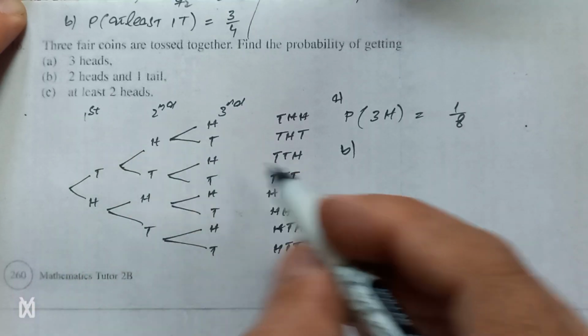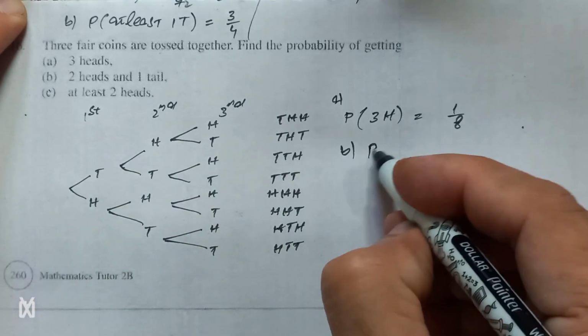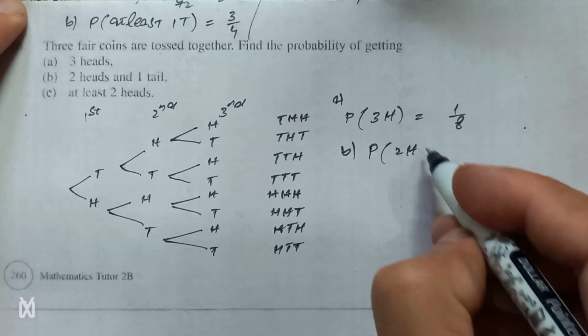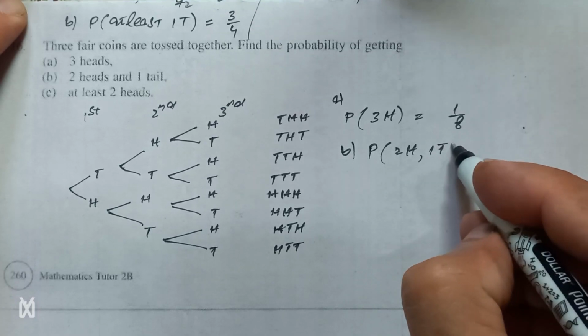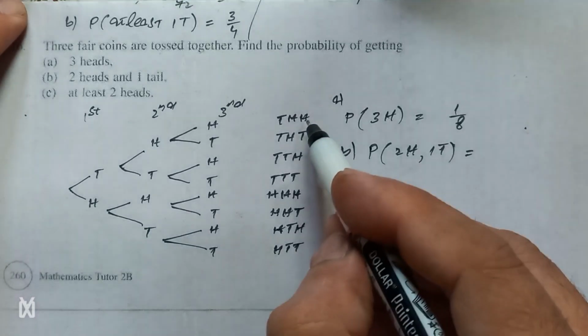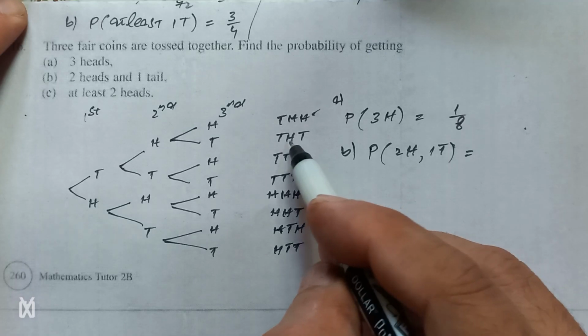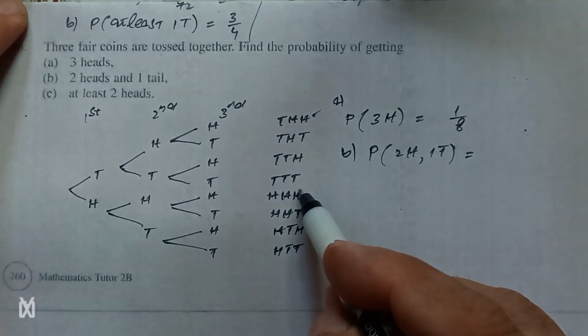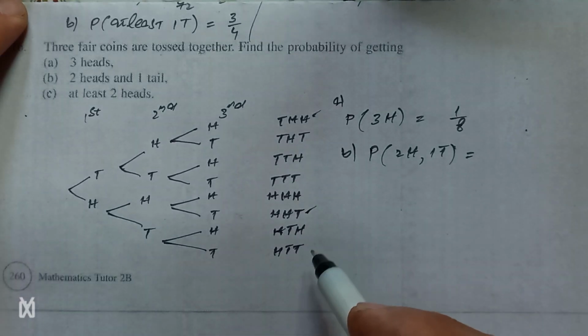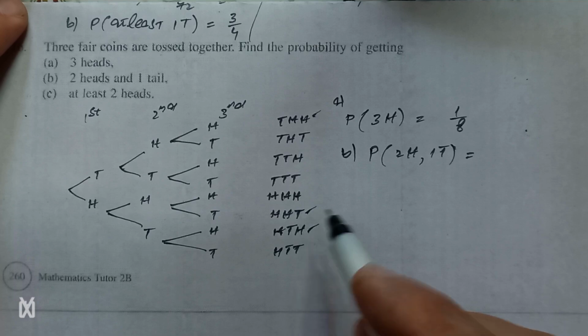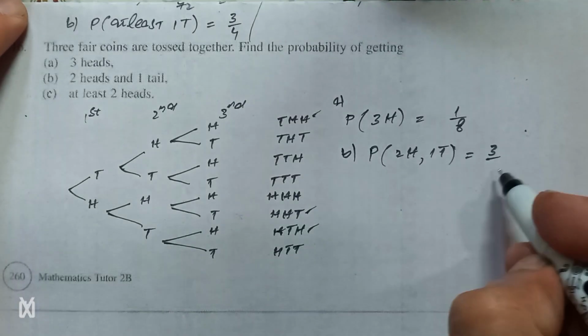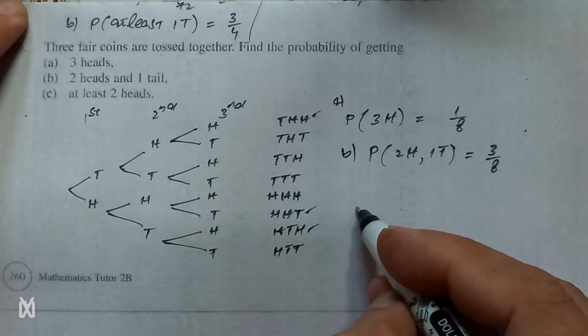B part is two head and one tail. Probability of two head, one tail. So two head and one tail this, then two head, one tail, two head, one tail. So 3 favorable outcomes and total outcomes are 8. So this is the answer.